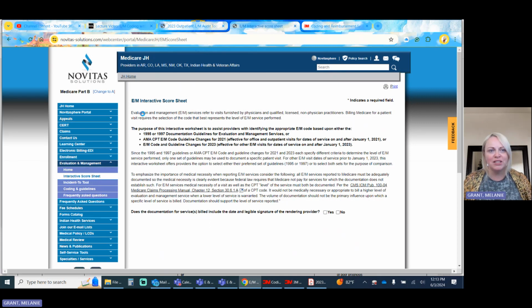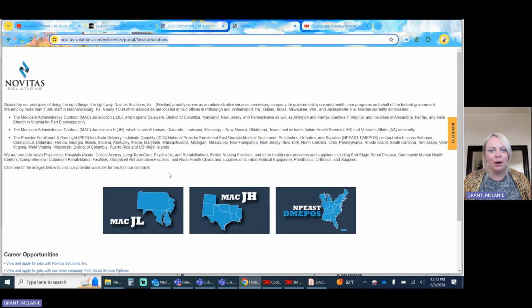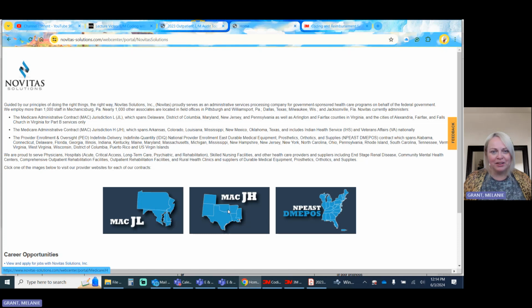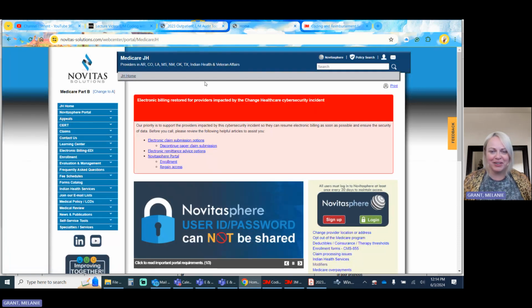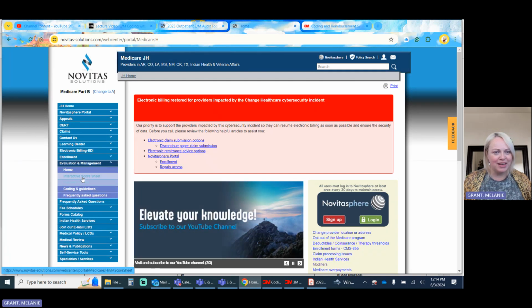The interactive score sheet allows you to come in here. So you go to novitas-solutions.com. Select where you're from. So if you're in one of these areas here, you can utilize this. If you're not, still feel free to use it. I find it to be helpful no matter where you're at, but make sure you're checking with local billing guidelines if you're coding and focused on billing as well. Now here, I'm just going to go ahead and select New Mexico because that's where I'm at. And I'm going into evaluation and management, interactive score sheet. So that's how I get there.